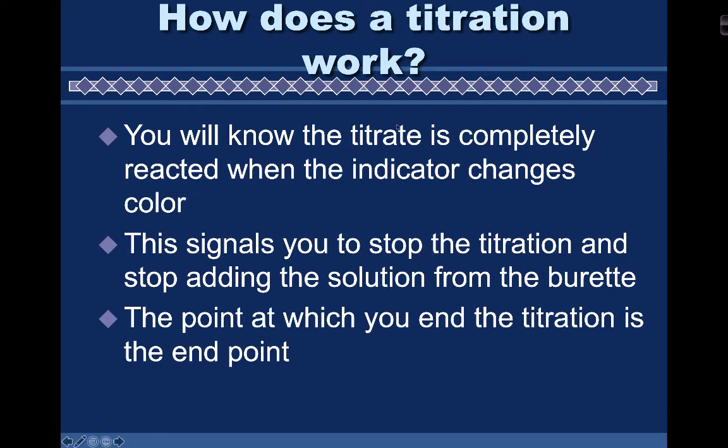Okay, so you know that the titrate has completely reacted because you'll have an indicator in there and it will change colors to signify a change in pH. Since we're dealing with acids and bases, once you have taken that titrate and reacted it out completely, you should see a change in pH. So this will be our signal to stop. We stop adding the solution from the burette. Okay, that's called our end point. So the end point is where you end the titration, where the indicator has changed colors.